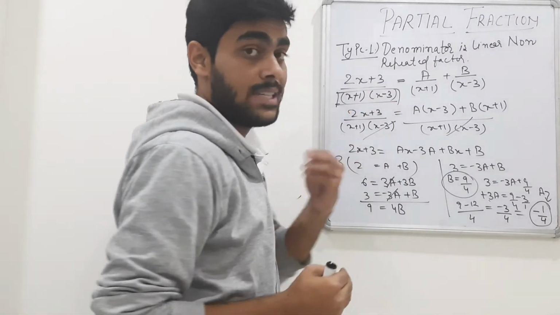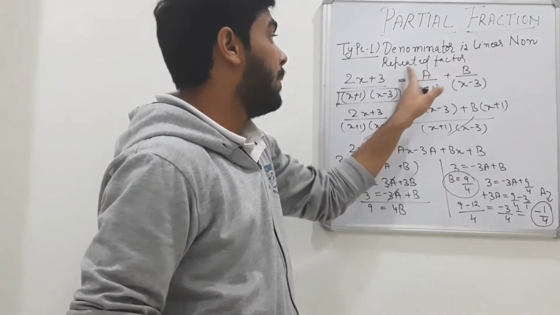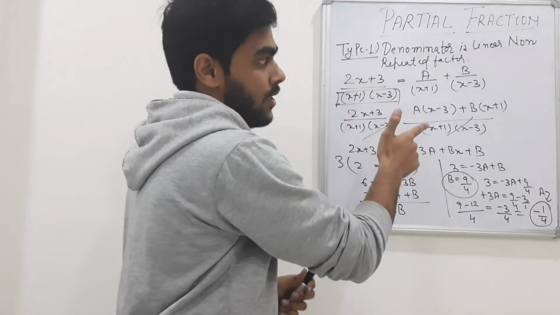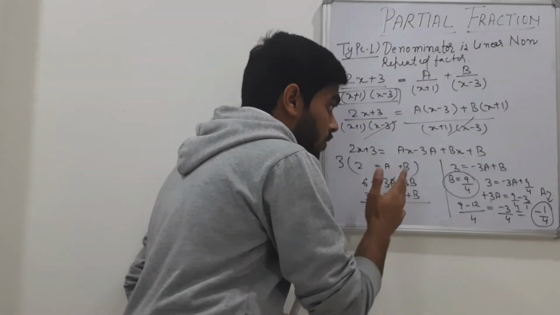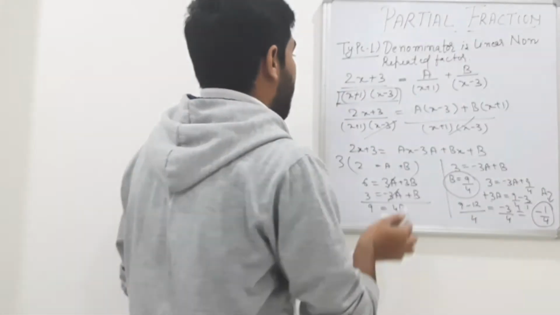And now moving to the second type, in which it will be linear only, but it will be a repeated factor. So in the next video, I will tell you about the short trick for this, which you will be able to solve in less than 30 seconds. Now moving to the second type.